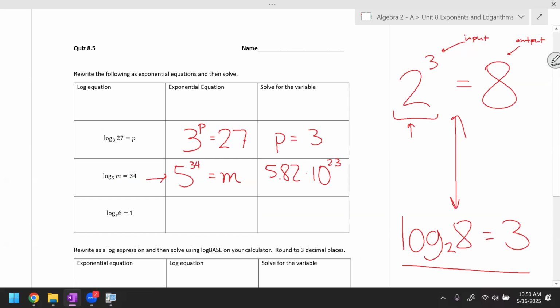Finally, log base z of 6 is equal to 1. So that converted becomes z to the power of 1 equals 6. And I think it's pretty easy to see what z must be, because z to the power of 1 is just z, so z equals 6.